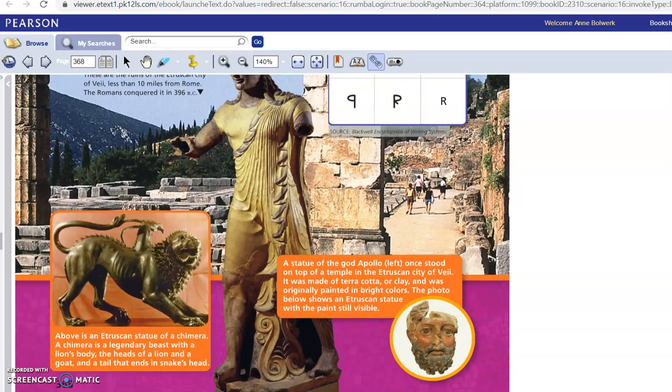So we have the terracotta statue of the god Apollo, and it was originally painted in bright colors. We have an Etruscan statue of a chimera, which is a legendary beast with a lion's body, the head of a lion, a goat, and a tail that comes out as a snake head. And the ruins you can still visit today.